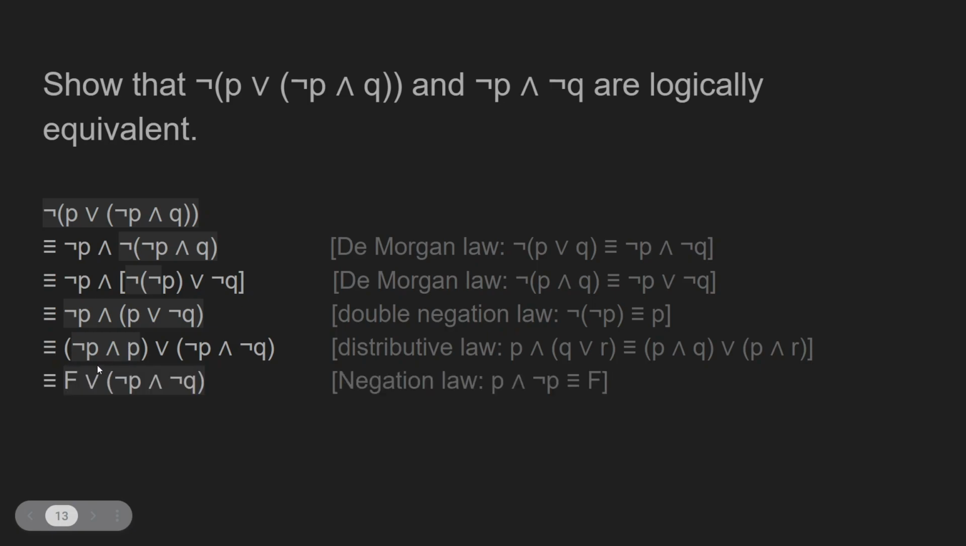Alright. Now we'll work with this marked portion. Let's see. This is false. Negation law says P and not P is equivalent to false. And now we will work with this whole portion, which uses the identity law: P or false is equivalent to P. This whole portion is false or (not P and not Q), which is equivalent to this portion. That means this portion. Alright.